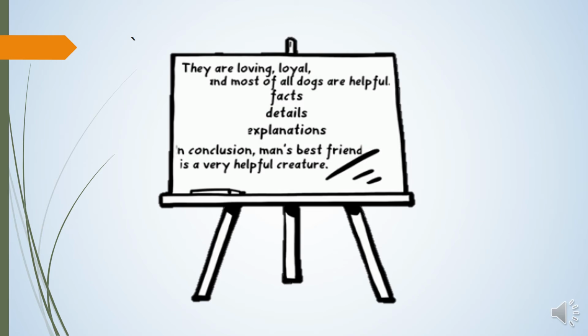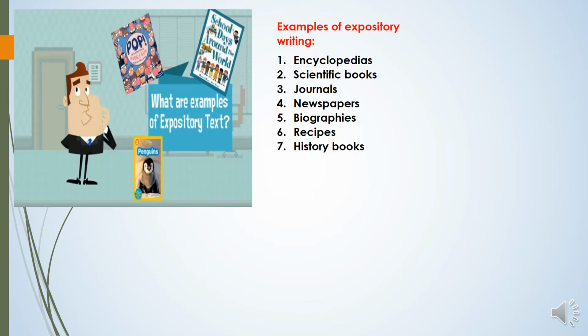So in that expository piece of writing, they mentioned the topic sentence, that dogs are loving, loyal, and most of all dogs are helpful. They mentioned facts, details, and explanations in the supporting details or the supporting sentences. And at last, in the conclusion, they restated the main idea or the topic sentence of the writing.